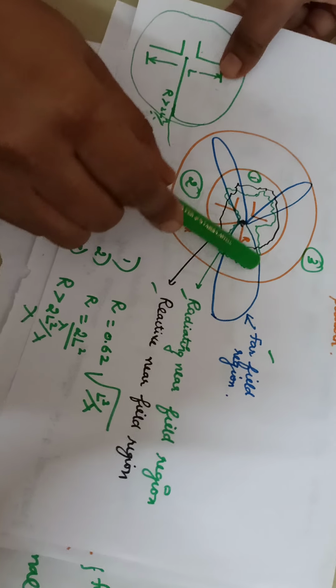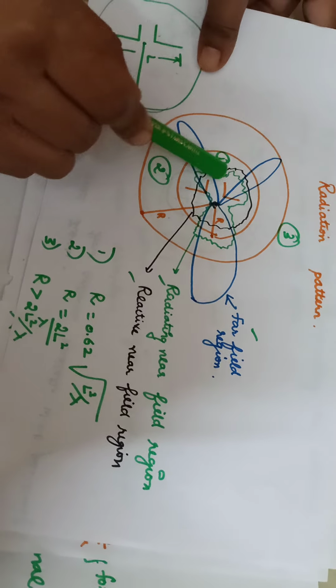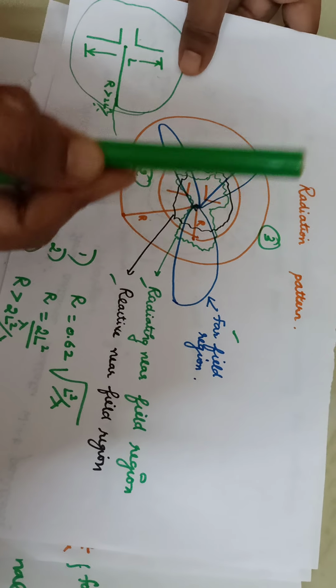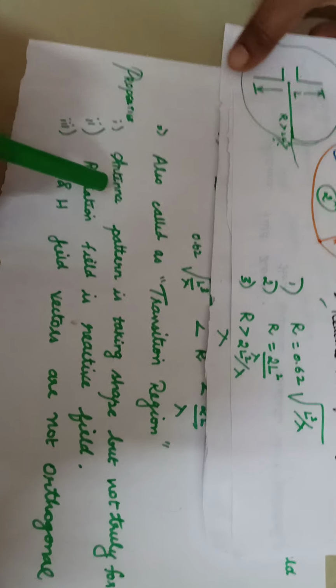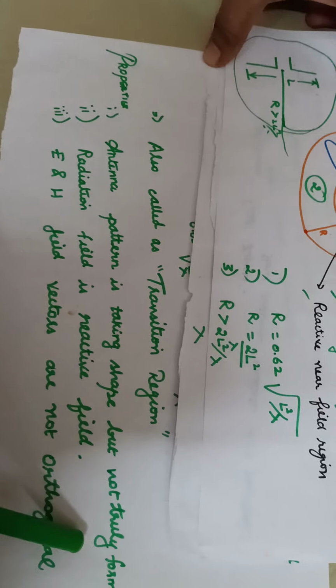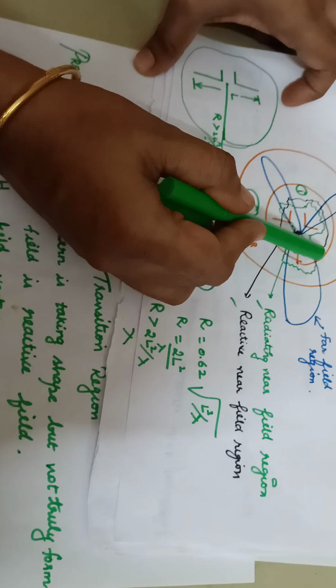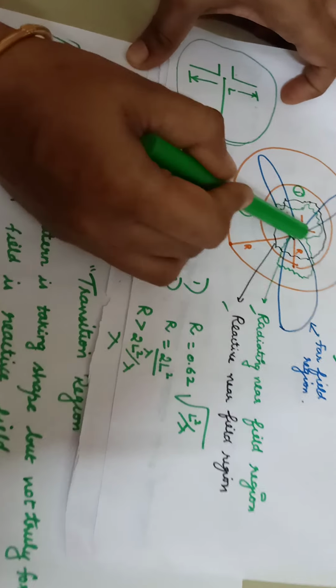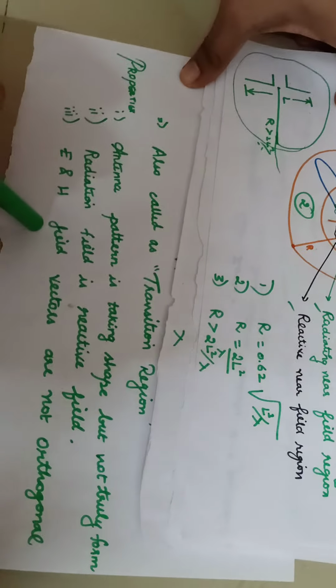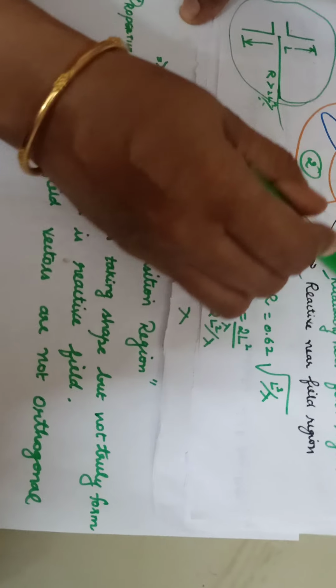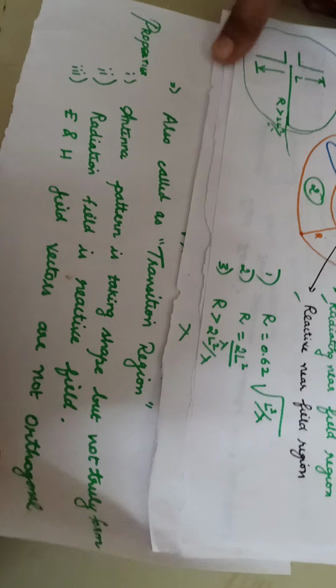It is because, see the radiation pattern, it started to distinguish the lobes, but not clearly. From here radiation is starting, so that's why this is termed the transition region. The antenna pattern is taking shape but not truly formed. See the green color diagram I have drawn here. It started the lobes but not full-fledged. And here the electric and magnetic fields are not orthogonal. Only when they are orthogonal will radiation take place and the lobes arise. So here the E and H fields are not orthogonal.